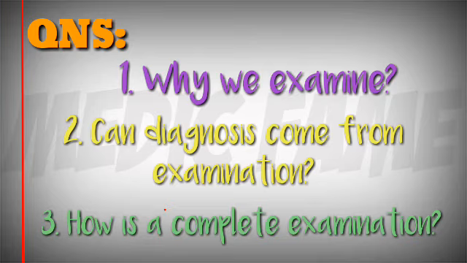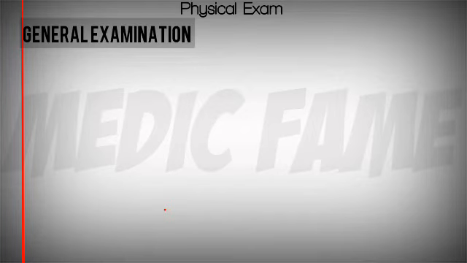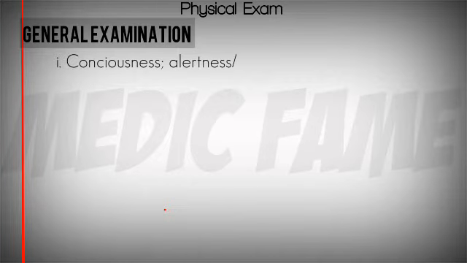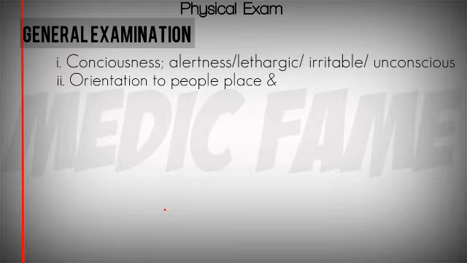As previously we talked about history taking, today we are going to deal with physical examination, specifically general examination. The important things to consider when doing general examination: first, we should look for consciousness, if the pediatric is alert, lethargic, irritable, or unconscious. The second is orientation to people, place, and time.